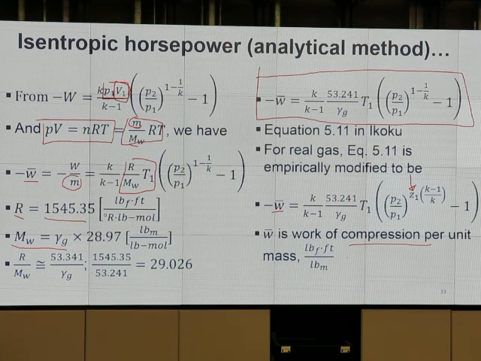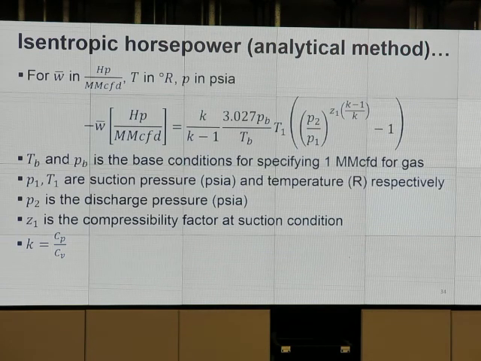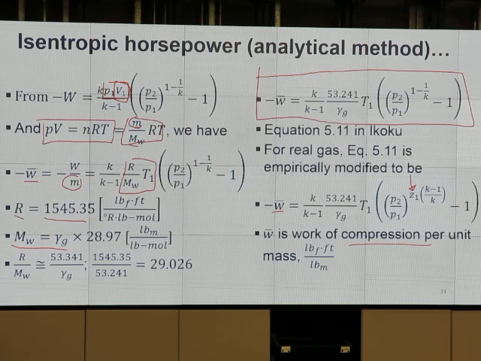It's not quite done yet. We want horsepower. Okay, let's rearrange it a little bit more. The unit of mass is, if we have standard cubic feet per day, that is equivalent to mass flow rate. You agree? You can have the conversion between mass flow rate and standard cubic feet per day.